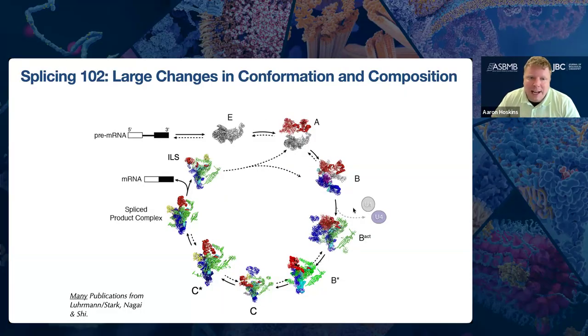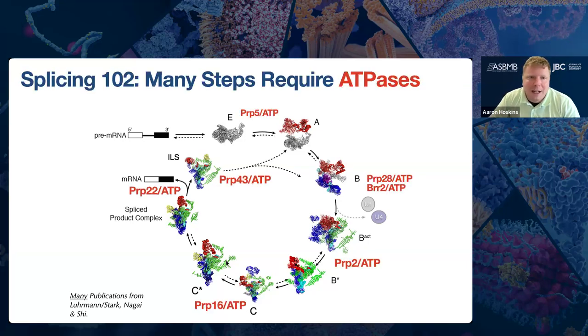As you can appreciate here, as we progress along the cycle, the structures begin looking very, very different from one another. And these structural transitions require ATP-dependent ATPases or motor proteins that are going to be disrupting RNA and RNA-protein interactions to facilitate the structural transitions in the forward direction of splicing. So even though the chemistry itself doesn't require ATP, splicing nonetheless requires a large number of ATPases for the splicing reaction to occur.